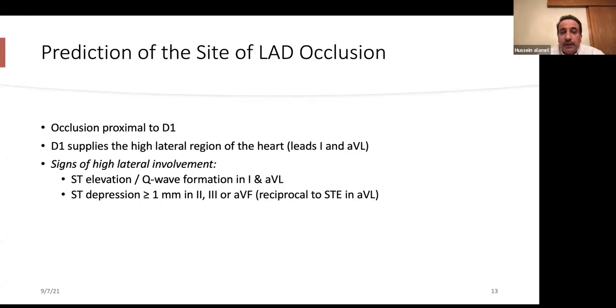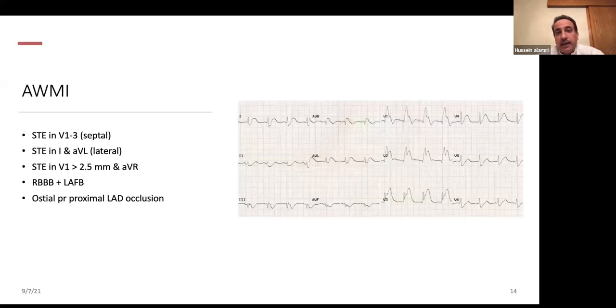If it's proximal to D1, D1 usually supplies the high lateral part of the LV, and there will be ST elevation in 1 and AVL or Q wave. The ST depression is more than 1 millimeter, usually in 2, 3 and AVF. And these are the reciprocal changes of the AVL lead. And we'll explain this later on.